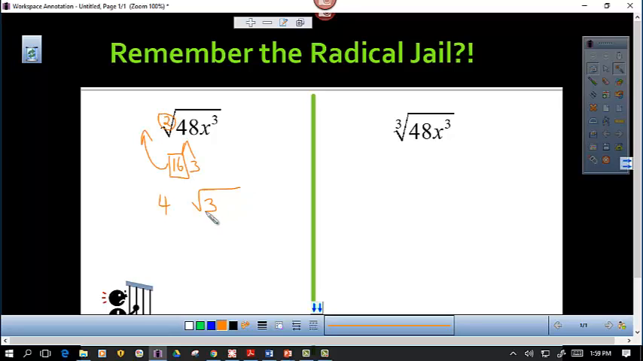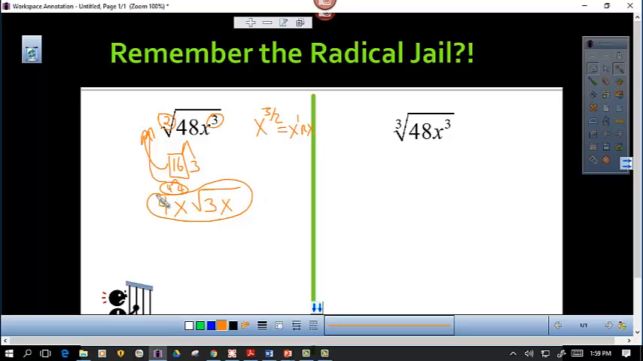You have your 3 that does not have a pair. If you want to also think of it in terms of the jail break, you have your pair of 4s. One makes a break for it. You have a 4 on the outside, and then you do the exact same thing here. X to the third, divide that by 2. You get x to the first with a remainder of x. So that means 1 x comes out, 1 x stays underneath, and there is your final answer.